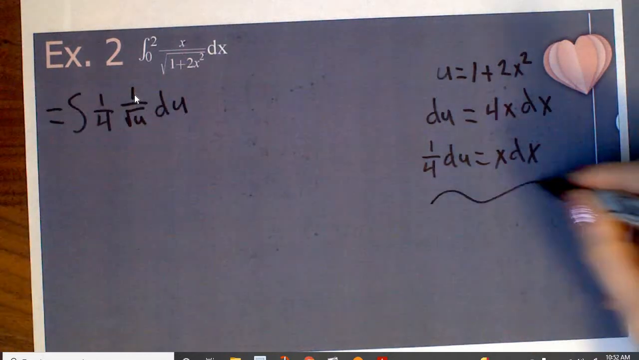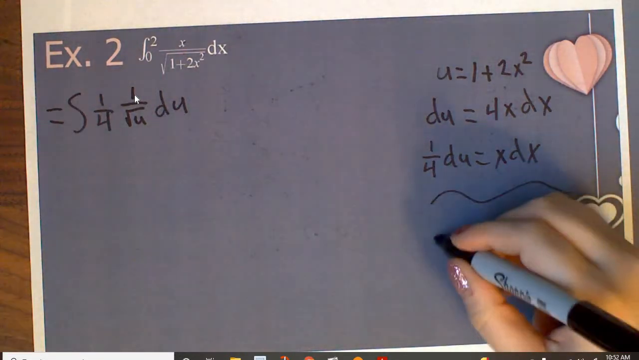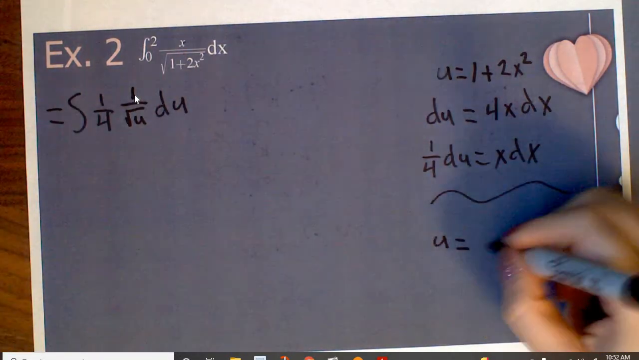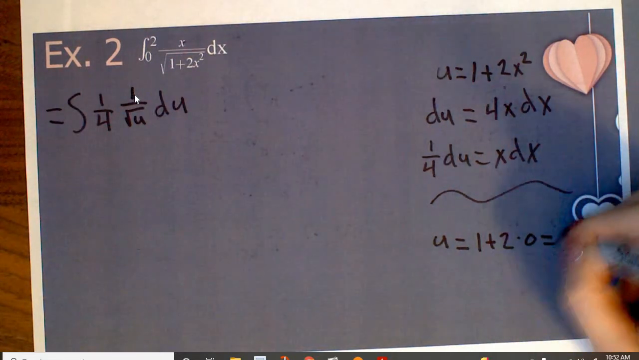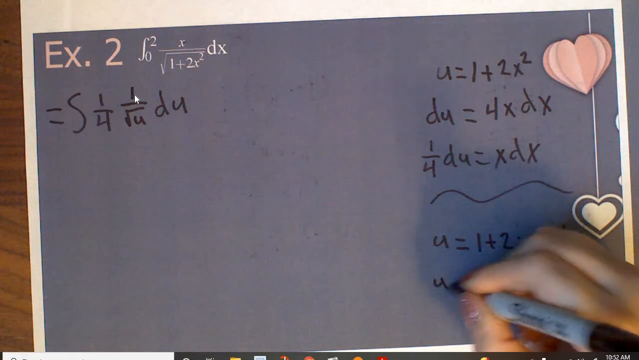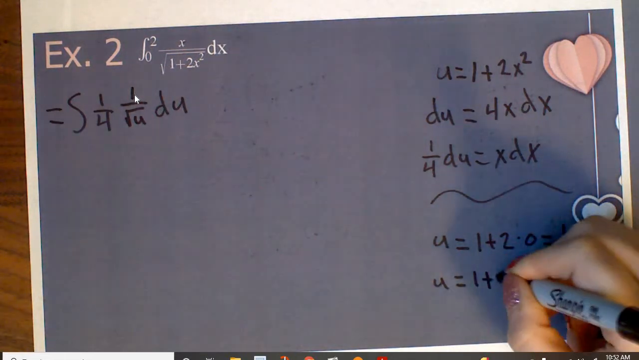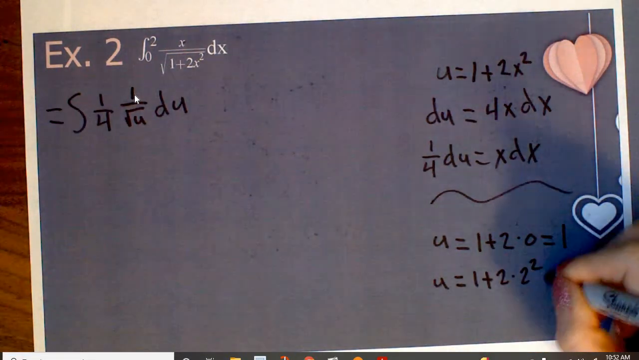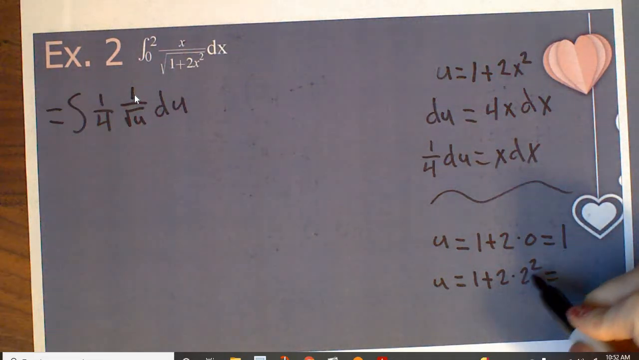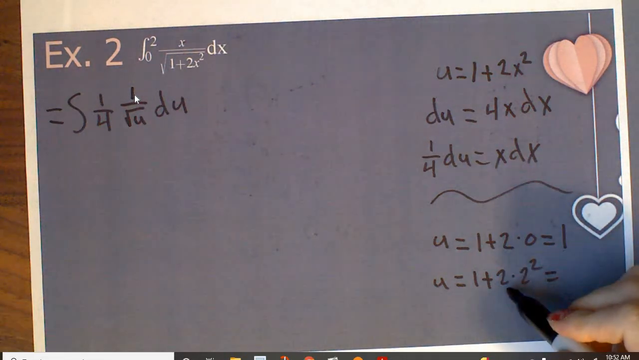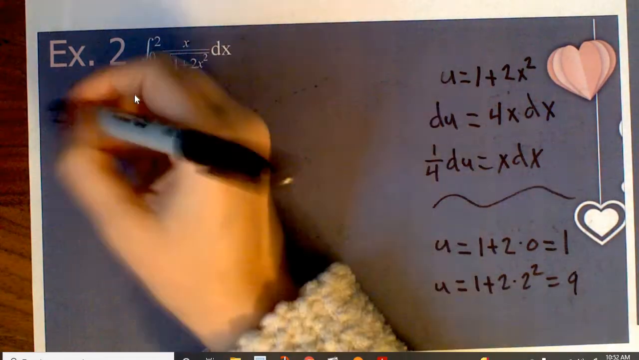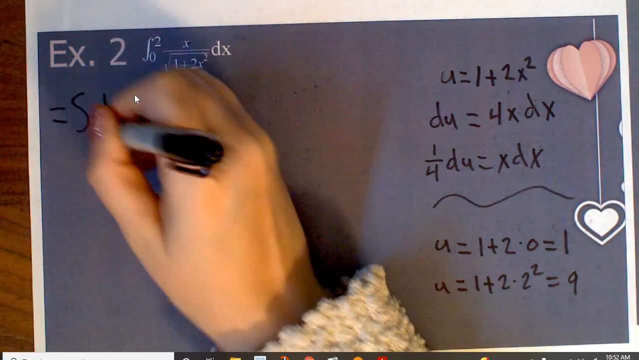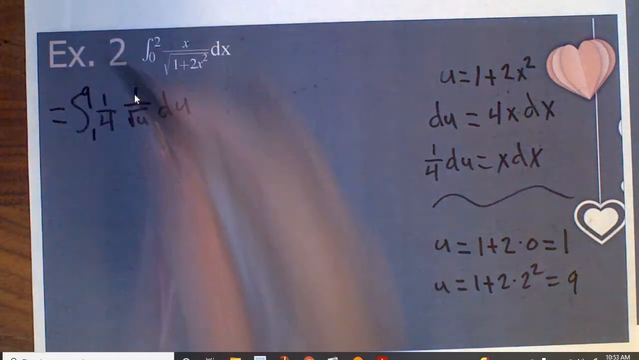Again, we need to change our bounds. So if u equals 1 plus x cubed, if x is 0, we get 1. And if x is 2, we get 2 squared, which is 4, times 2, which is 8, plus 1, which is 9. So now we're going from 1 to 9.